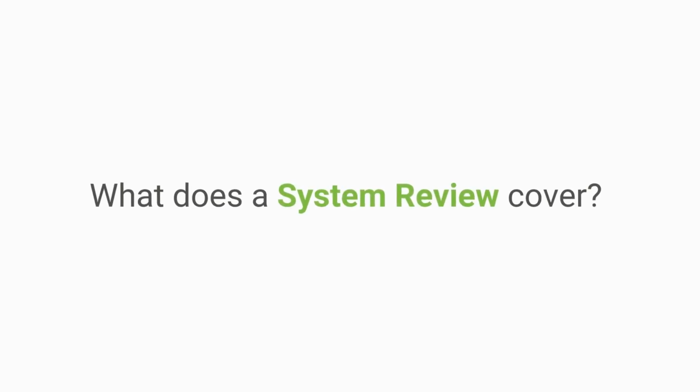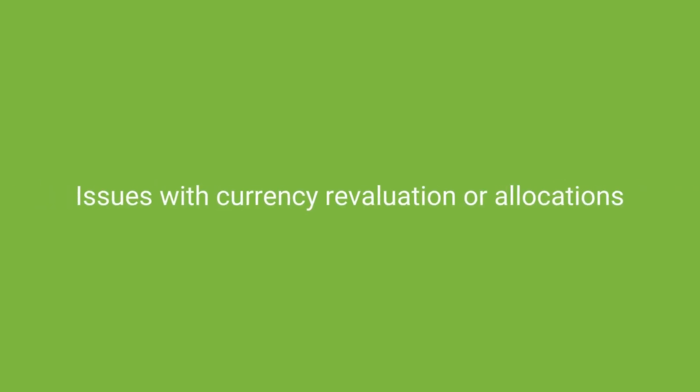What does a system review cover? It covers the general ledger. It may be that you have got issues with currency revaluation or allocations. When we do a review, we tend to concentrate on those areas.